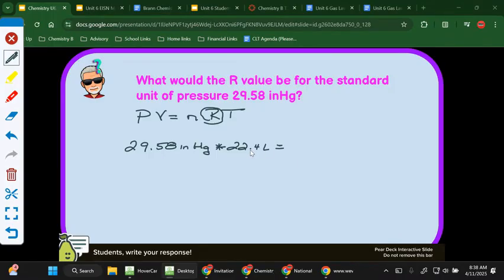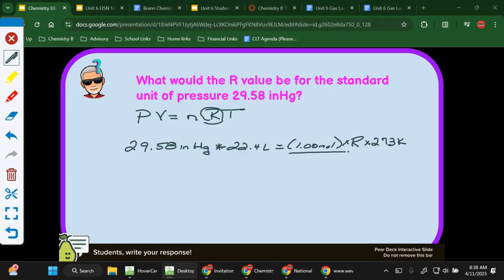Okay, Jalen, if we're using 22.4 for liters, the last unit, not 100, what number of moles? What is it? Thank you. 1 mole. 1.00 mole. Now again, Parker told us we were solving for R, so I'm going to leave R. So then finally, ladies and gentlemen, what is our T? What is the temperature here? Go ahead, Natalie. 273. 273 K. So now, ladies and gentlemen, we have an equation with one variable.